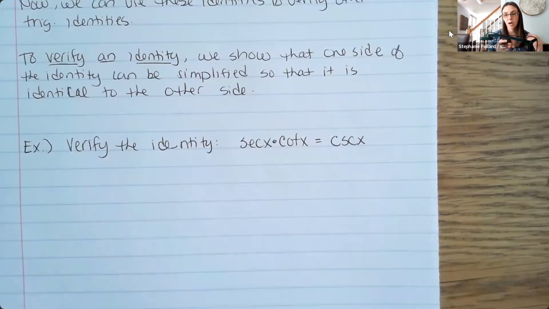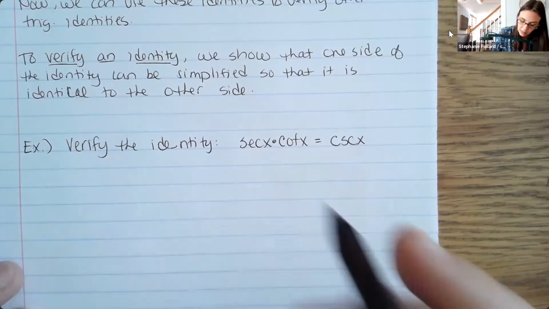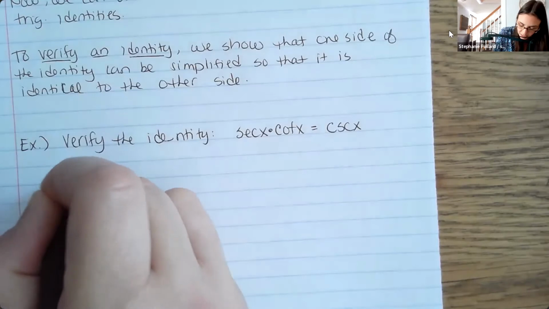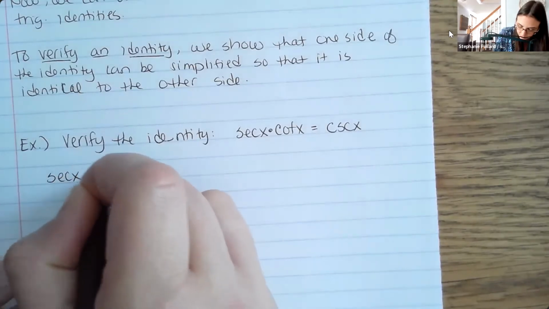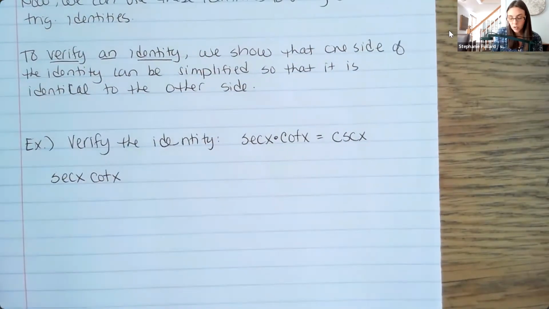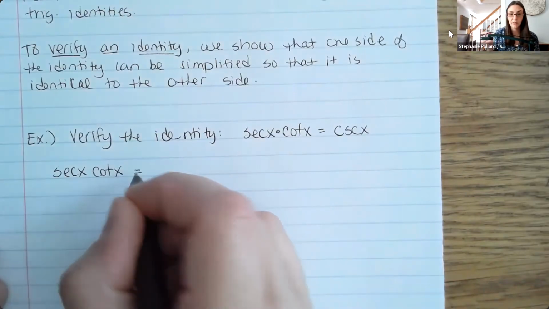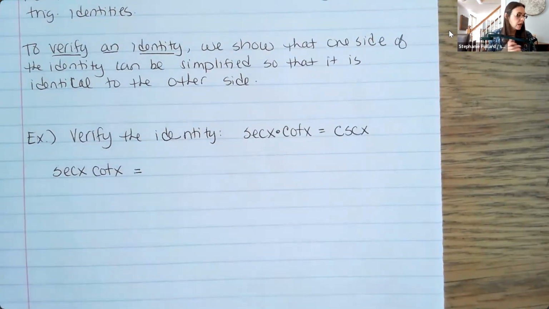Doesn't matter if you start with the left or the right side. You're going to pick whatever seems to be easier for that problem. In this case, it's going to be easier for us to start with the left side. And again, we're just going to try different things to see if we can get it to match the cosecant.